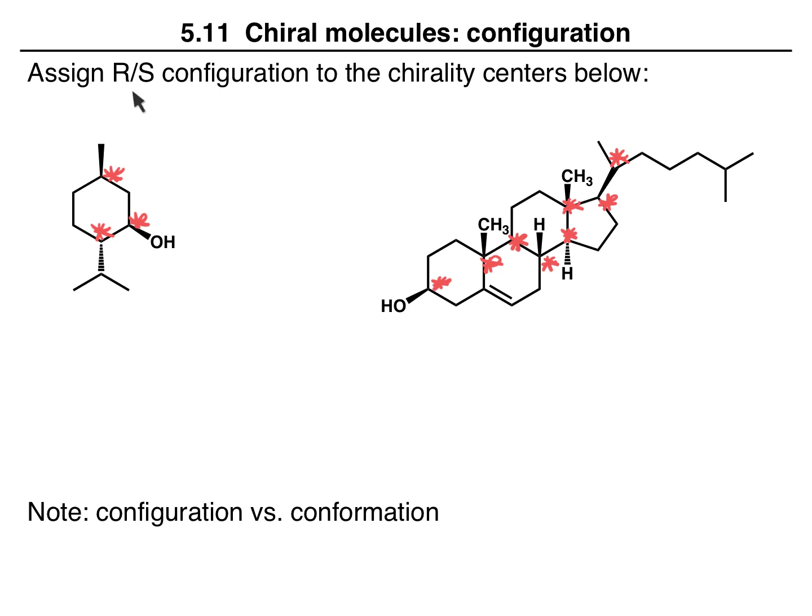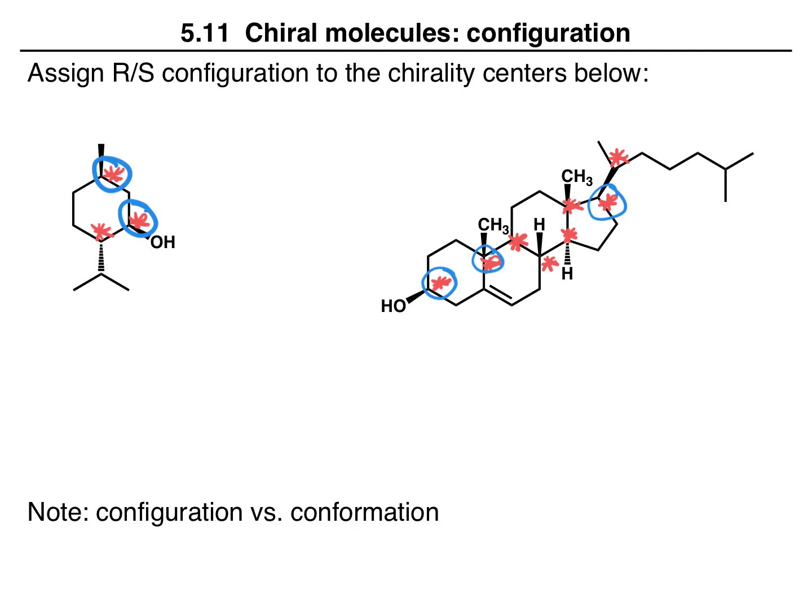So I want you to practice and assign RS configuration to just a few of these chirality centers. On menthol, try this one and this one. And for cholesterol, try this one and this one. These offer a good challenge without being a really demanding challenge. By the time you get to some of these, we are moving so far out that it really gets hard to follow. So just try a couple more and we will talk about those in class.